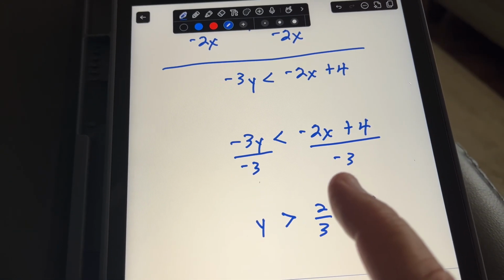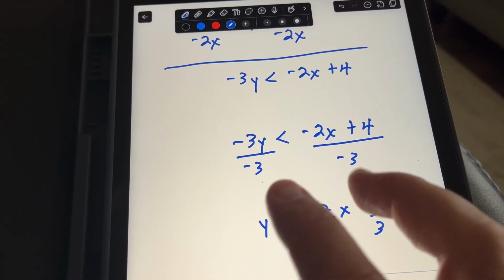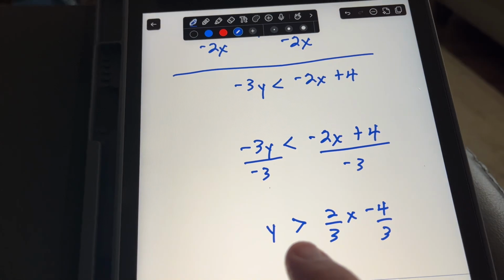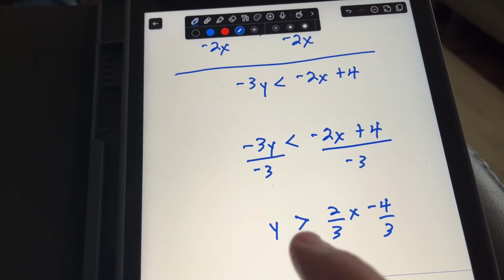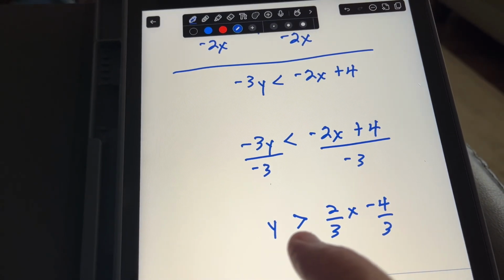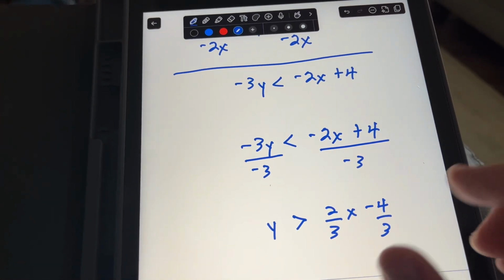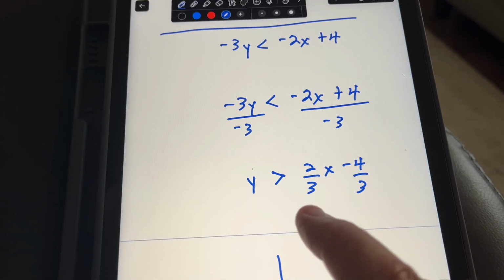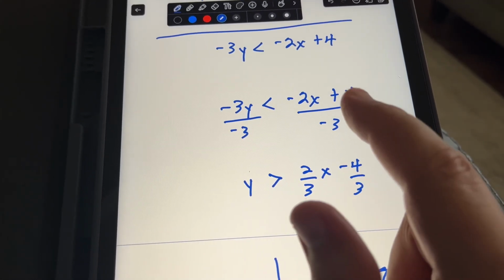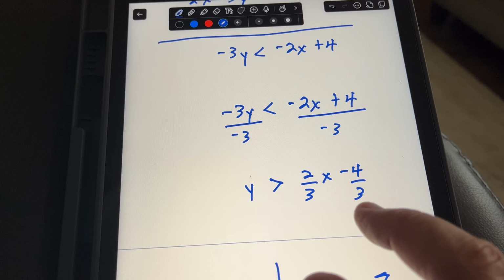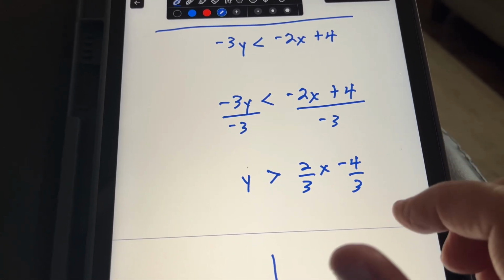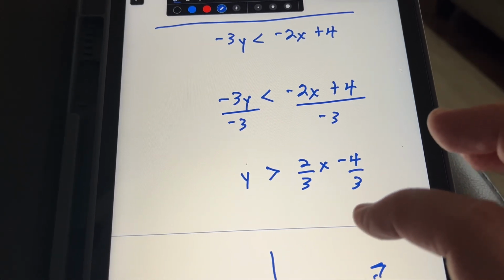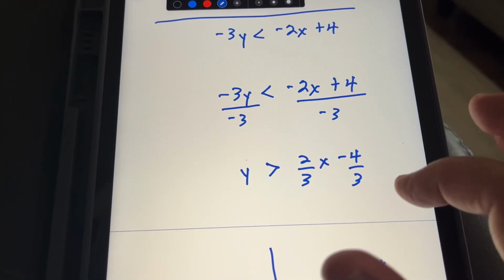Now, hopefully you are familiar with the rule that says if you multiply or divide both sides of an inequality by a negative number, you have to reverse the direction of the inequality. So you'll notice I reversed this because I just divided both sides by a negative number. Now over here, a negative divided by a negative is a positive, so it's positive 2/3. And over here, 4 divided by -3 is going to be -4/3 because the negative goes with the top number. Okay, so this is the slope-intercept form for that linear inequality.